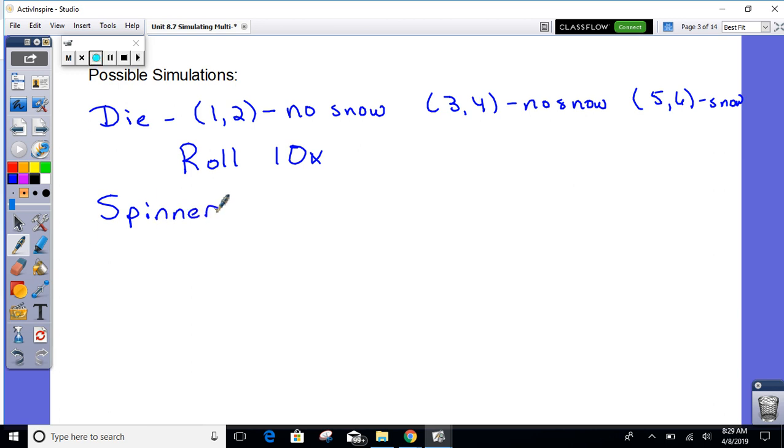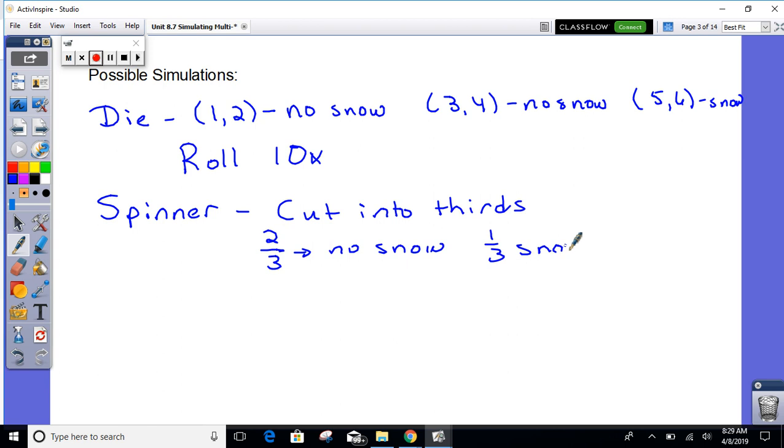Okay. What would our spinner look like? Cut into thirds. So it would be cut into equal thirds. And how many of those thirds would represent snow? 1 would represent snow, 2 would represent no snow. And how many times would we have to spin the spinner? 10 spins per trial. If we want to do multiple trials, we're going to have to do it maybe 50 times to get 50 weeks' worth.